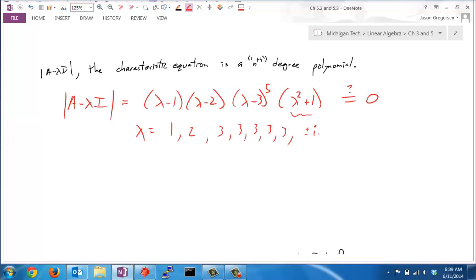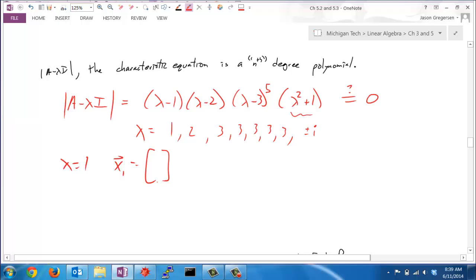Now the distinct roots are great because when I plug in lambda equals 1 to this thing, I will get an eigenvector. There it is. When I plug in lambda equals 2, I will get an eigenvector. I will get 1 eigenvector. Not 2, I will get 1.